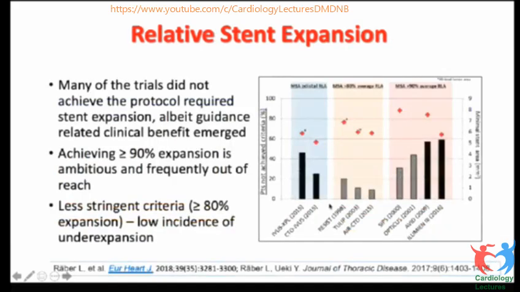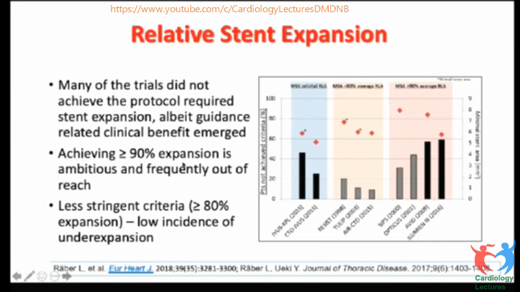What are the problems with relative stent expansion criteria? You see that these are different. And if you see the success rate, how much they achieved in the study, it's only about 50-55%. So that means there is some problem with these criteria. Many of the trials did not achieve the protocol-required stent expansion, albeit the guidance-related clinical benefit still emerged. Even though they could not achieve it, they still achieved more benefit compared to angiography-guided procedures.